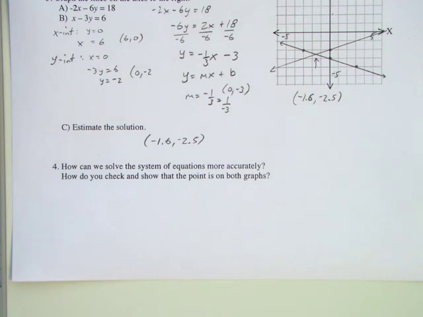How do you check to show that the point is on both graphs? Well, how do we solve the system? We solved it here graphically, but one of the problems with it is not very accurate. How can we solve this algebraically? Do you remember the methods that you did last year? One method is substitution, and the other method is the add-subtract method or linear combination method. However you want to call it is fine.